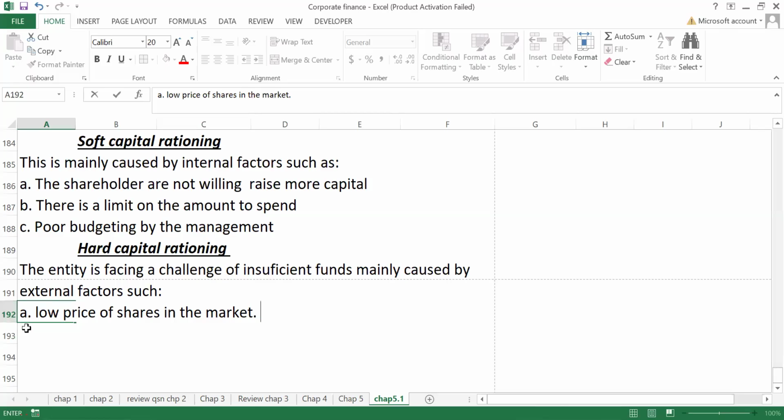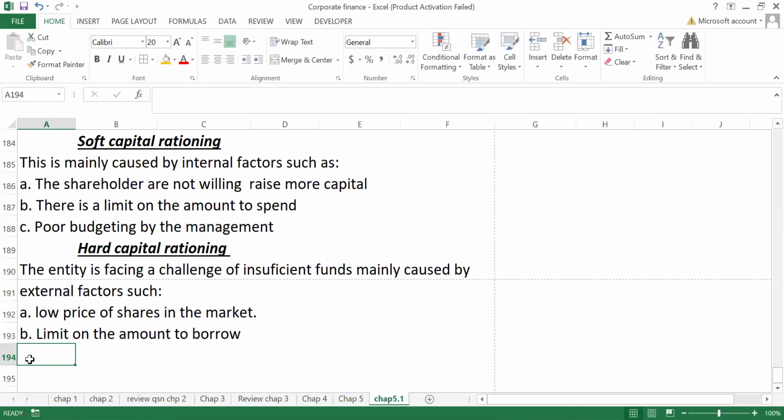Number two, limit on the amount to borrow. Companies have it in their memorandum or articles of association that there is a limit on the amount that the management or the company can borrow. So you have a good project, but you have a limit on the amount that you can borrow. So that one is also external.